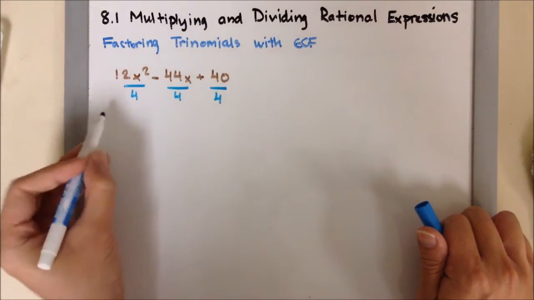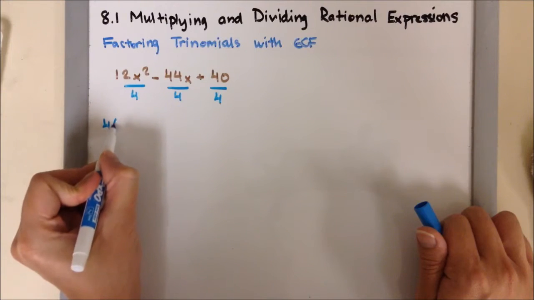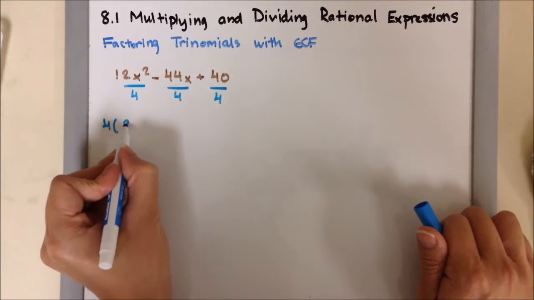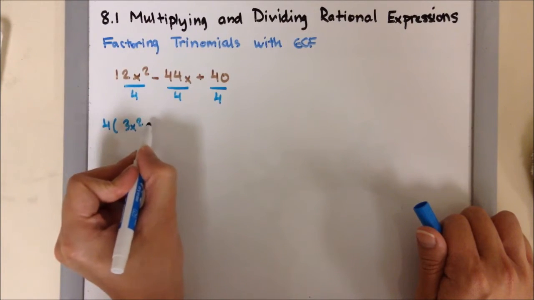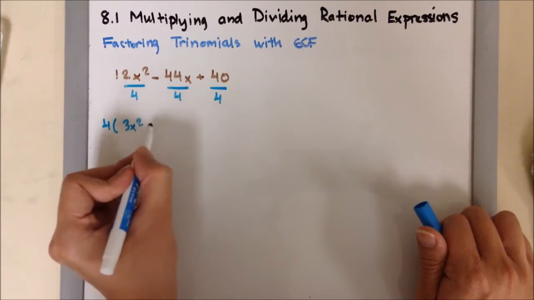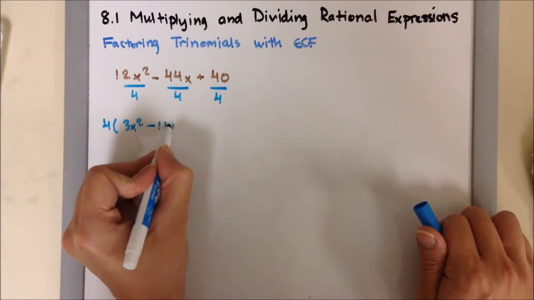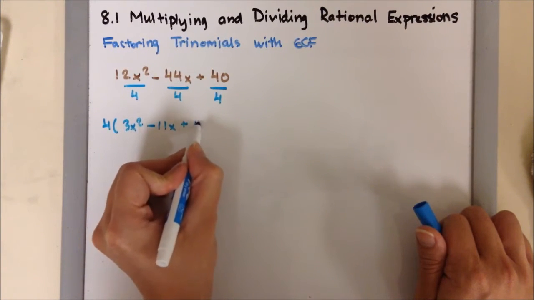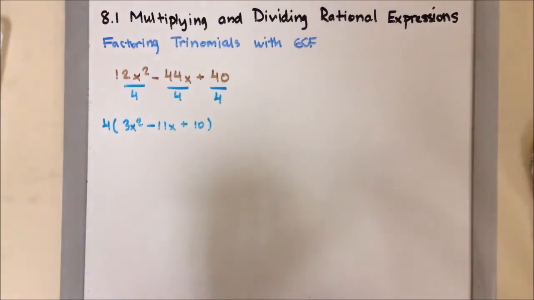So my GCF is 4. It's going to be outside the parenthesis. 12x squared divided by 4 will be 3x squared. Negative 44x divided by 4 will be negative 11x. And then 40 divided by 4 will be positive 10. And then close parenthesis.